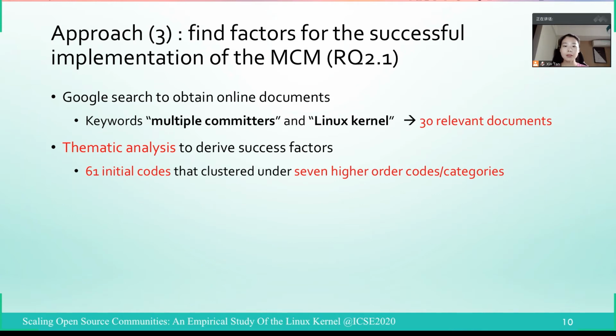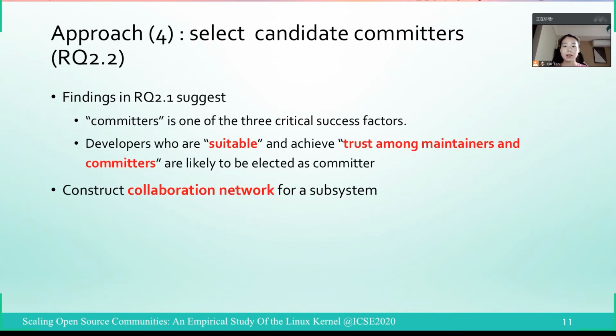To find factors for the successful implementation of the MCM, we searched the relevant online documents and applied semantic analysis. The approach to select candidate committers is inspired by the findings about crucial factors. Considering the 2 factors related to committers, for a subsystem, we can construct its collaboration network. Based on this network, we can find candidate committers. The details of this approach will be introduced later.